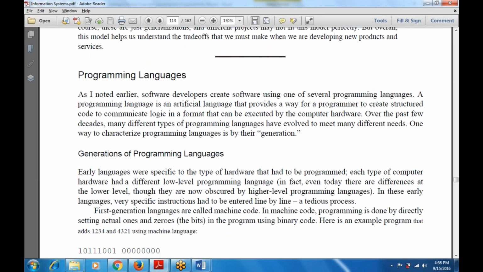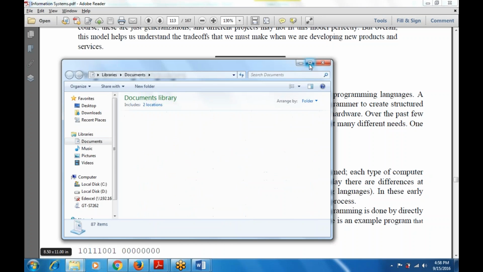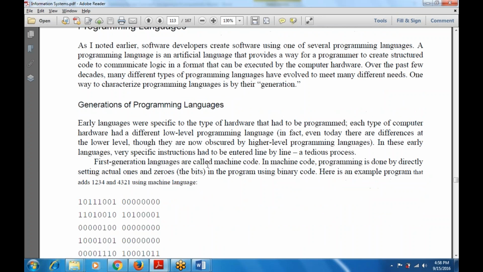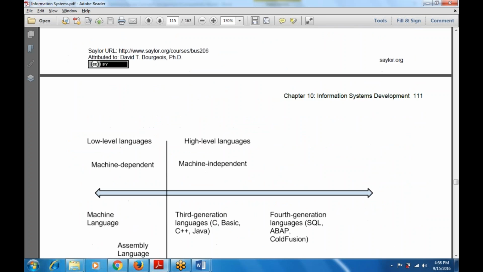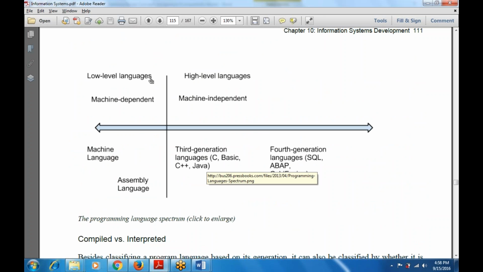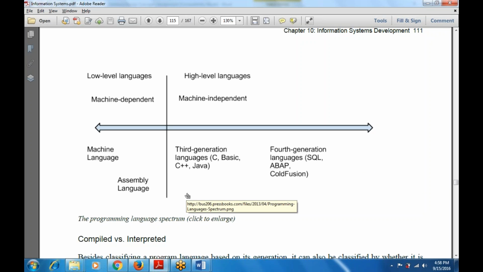Now, what are the various programming languages? First is binary language, which means the code is written in binary form, that is 0 and 1. Then assembly language, then high level language, and the fourth generation language. Low level language is binary language, machine dependent. High level is machine independent. Third generation is C, C++, Java, Python. Fourth generation means SQL, ColdFusion.